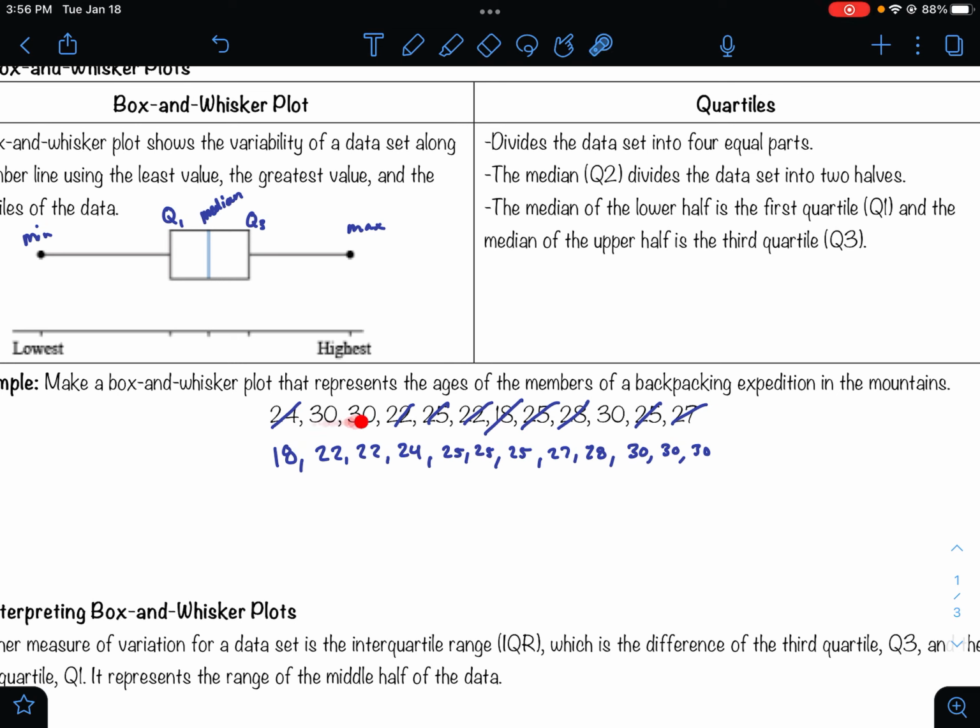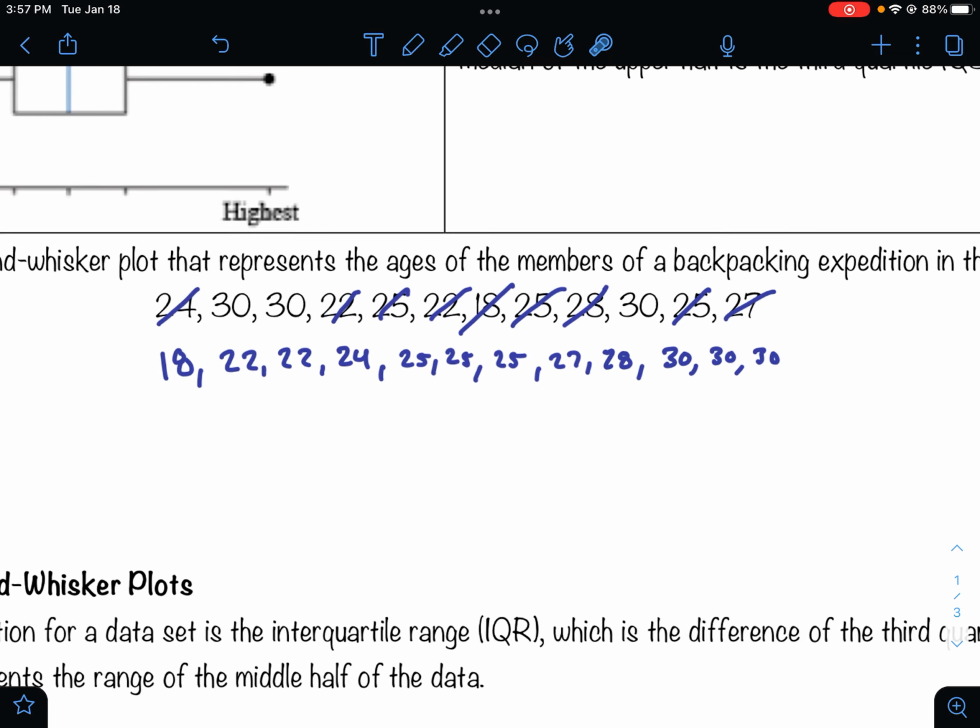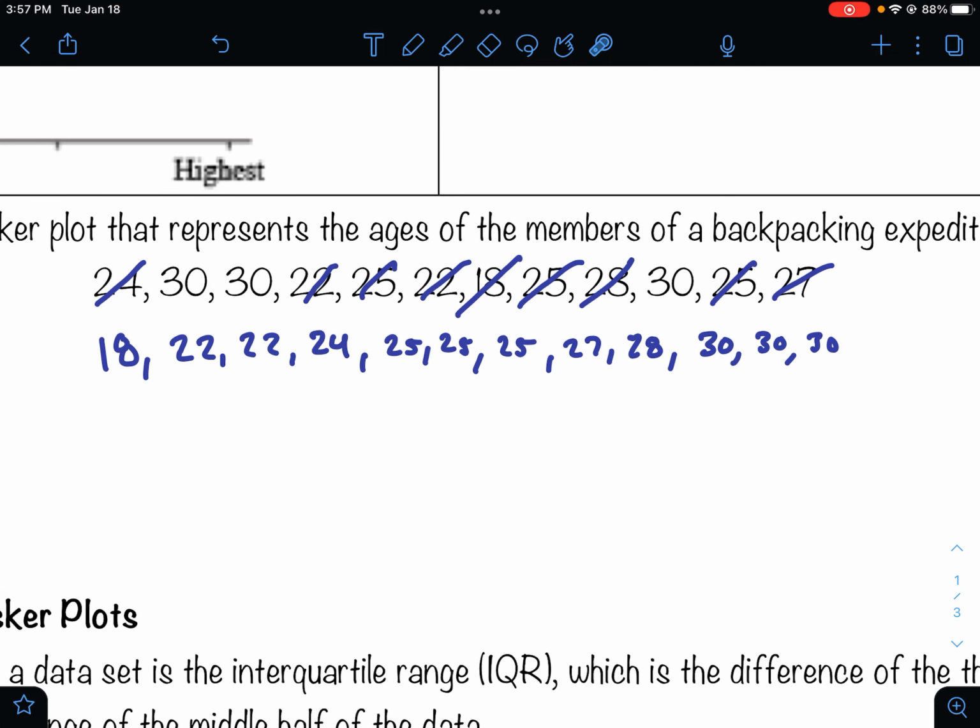You'll see here that as I was writing the numbers in numerical order, I was crossing them out. That's always a good practice, to cross out the numbers as you go. That way you don't miss any numbers or make any extra numbers, and you make sure that your data is accurate. Once you have all the numbers in numerical order, we're going to find the middle of your data, or the median. The median is the very middle.